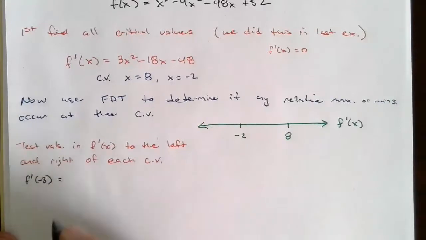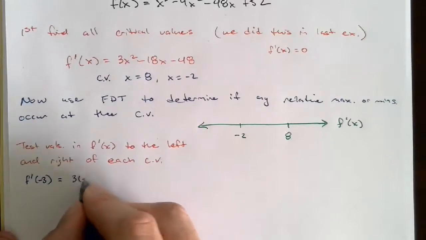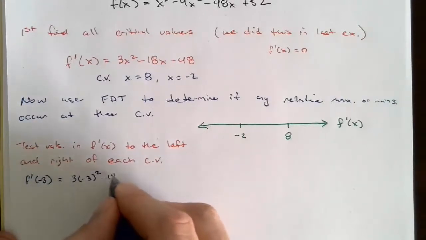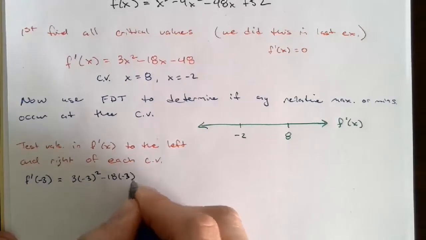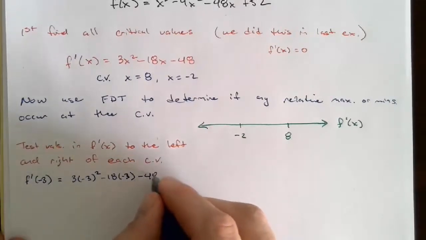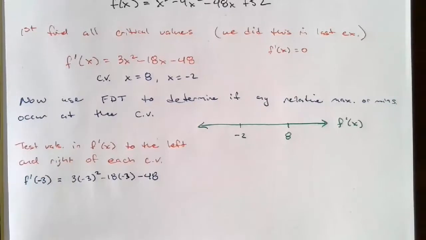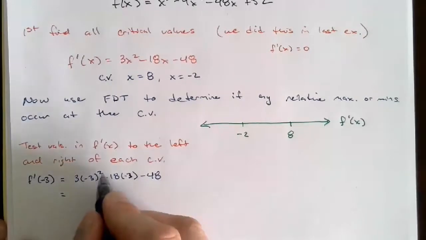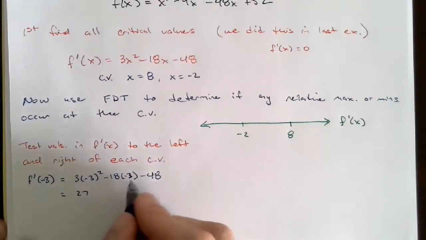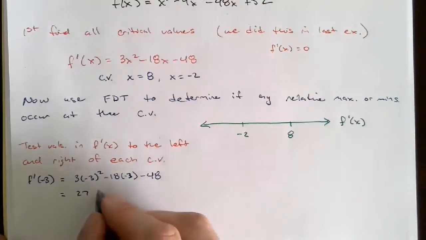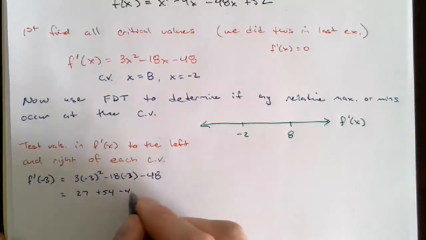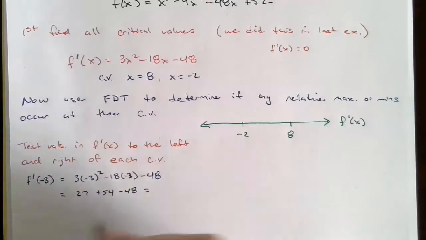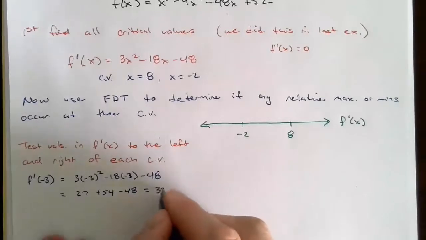All that means is that I'm subbing this into my f prime of x function. So f prime of -3 would be 3 times -3 squared minus 18 times -3 minus 48. When I evaluate this, -3 squared is 9 times 3, so it's 27. Negative times that makes it positive, 18 times 3 is 54, and then minus 48. It ends up being 27 plus 54, which is 81, minus 48 gives me 33.